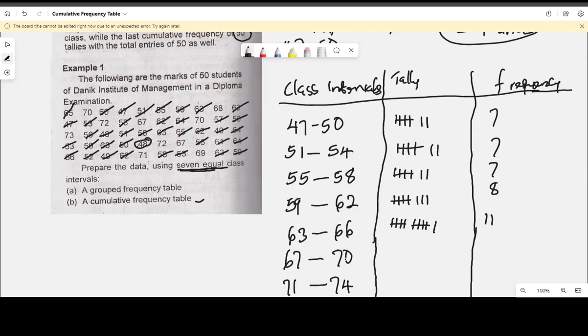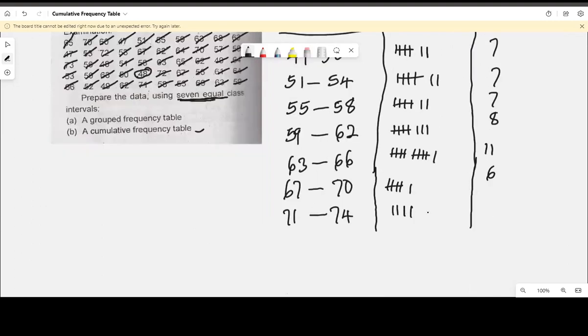And we have 67 to 70. 1, 2, 3, 4, 5, and 6. That is 6. Then we have 71 to 74, which is the last interval. So anything that remains now, we just count it. 1, 2, 3, and 4.